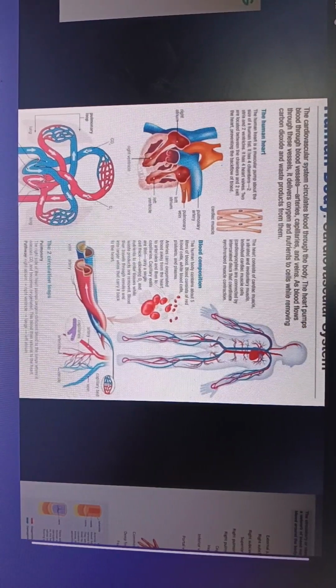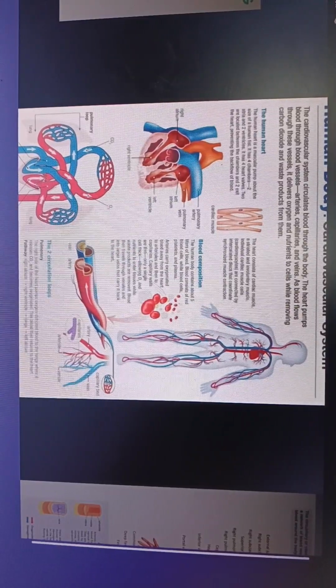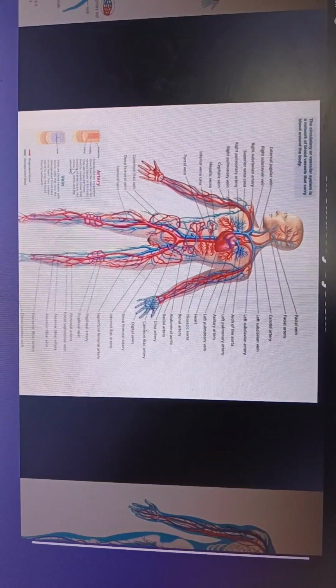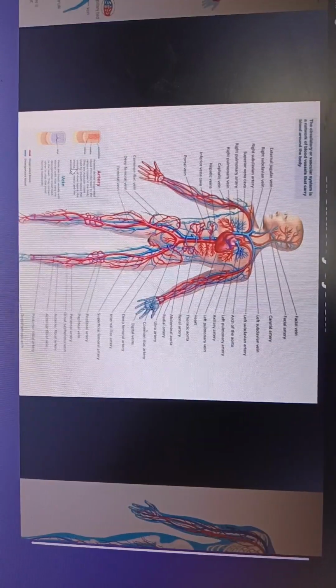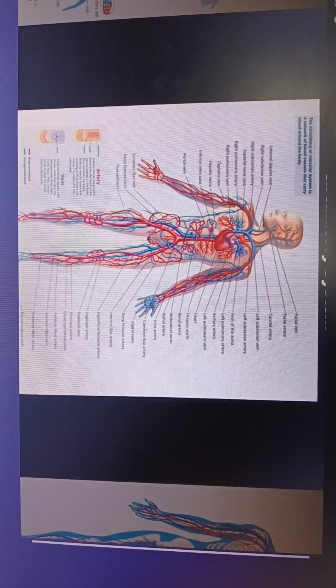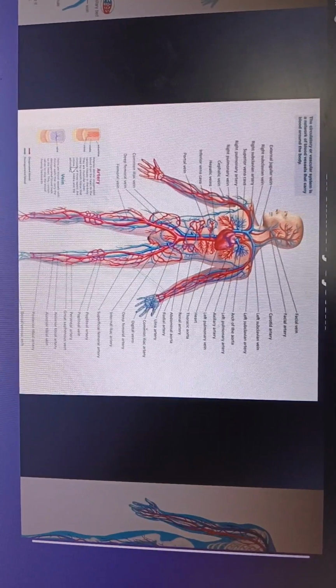The main functions of the cardiovascular system are: first, to supply oxygen and nutrients to all body cells. Second, to remove carbon dioxide and waste products. Third, to transport hormones to different organs. Fourth, to help regulate body temperature. Fifth, to protect the body by transporting white blood cells and antibodies that fight infections.